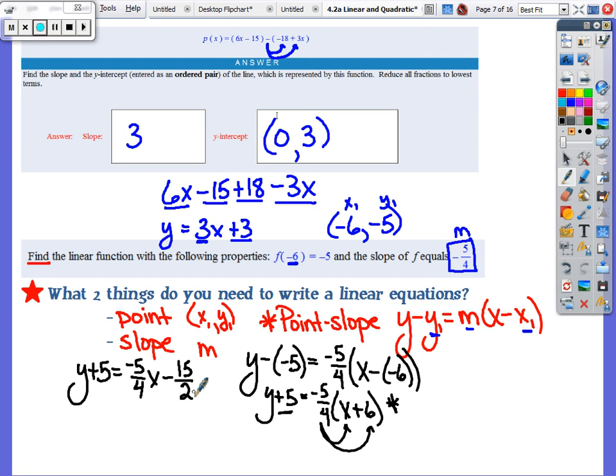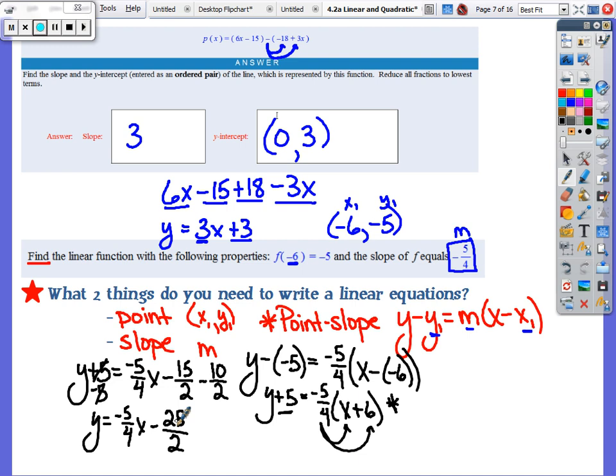And now I can go ahead and subtract 5. Now 5 is the same thing as 10 over 2, so that's why I'm putting 10 over 2, so I can get common denominators. So I end up getting y equals negative 5/4 x, and then on this one I get negative 25 over 2. And there we go. Their slope-intercept form. It's the same equation as this one, just in a different form.